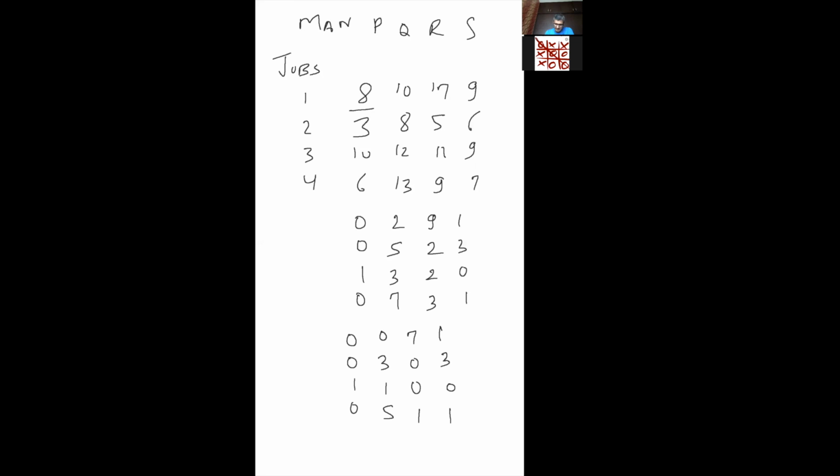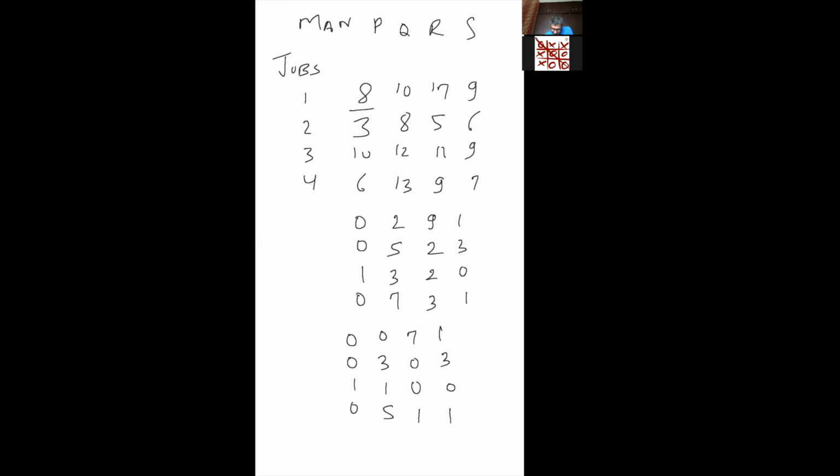Okay. Now the next step is we try to cover all the zeros in the final matrix with minimum number of rows and columns. So you have to choose as many rows and columns so as to cover all the zeros. Okay, let's see what happens.